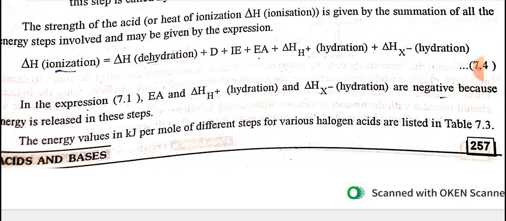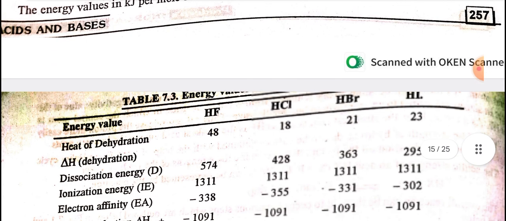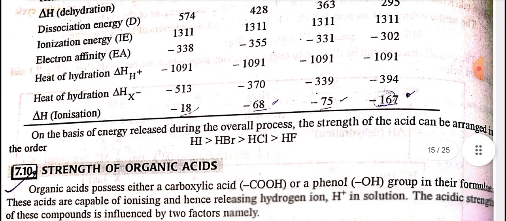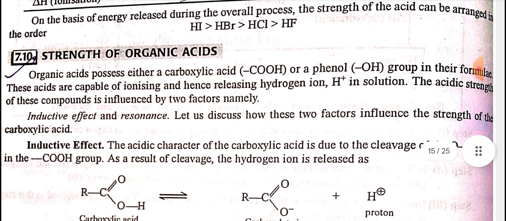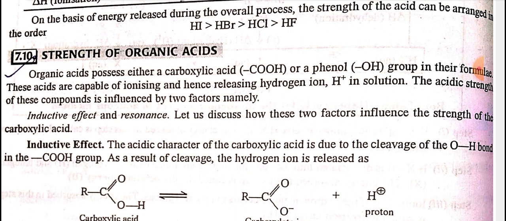The energy values in kJ per mole of different steps of various halogen acids are given in table 7.3. You can refer to this table to find out. On the basis of energy released during the overall process, the strength of the acid can be represented in the order HI, then HBr, then HCl, then HF.